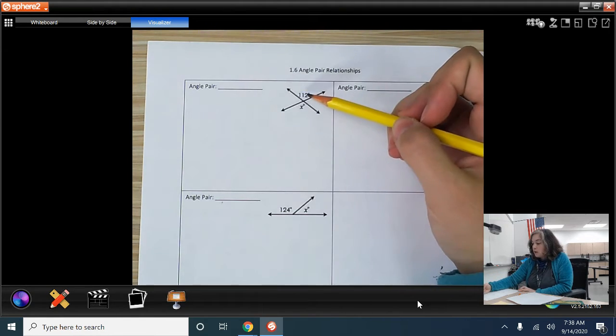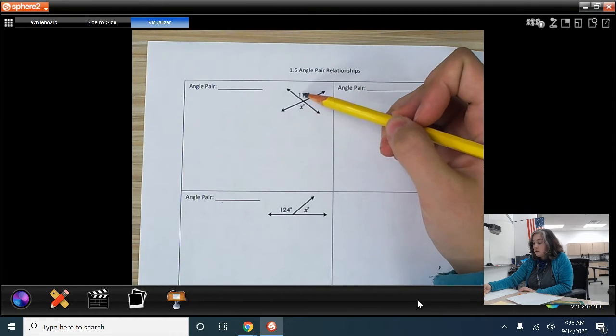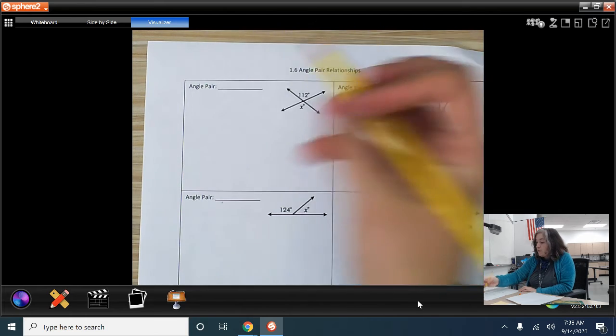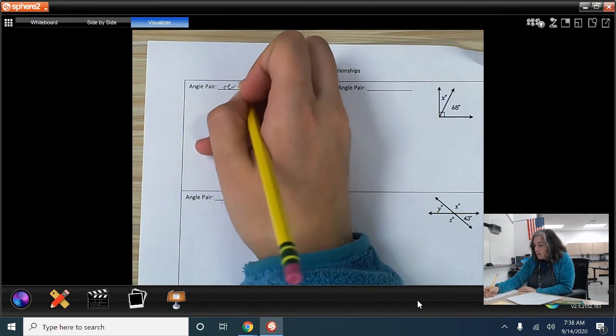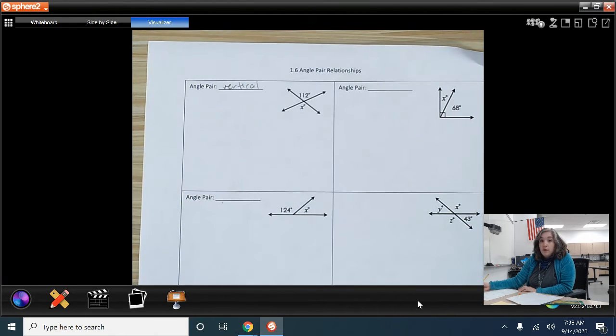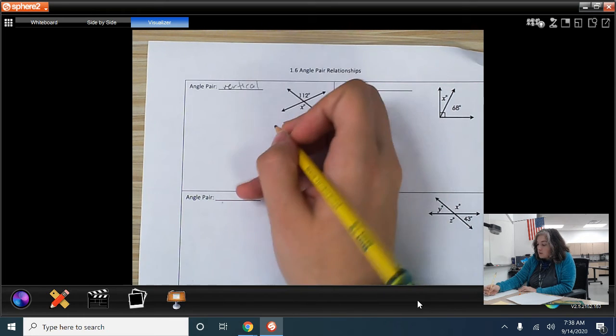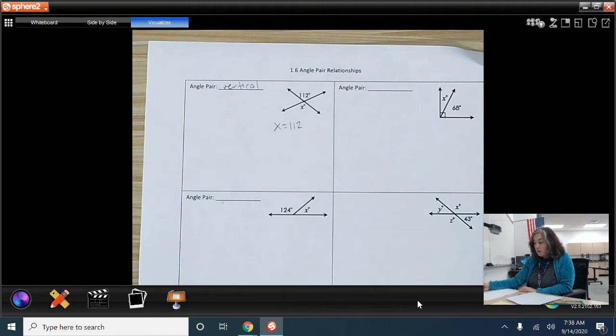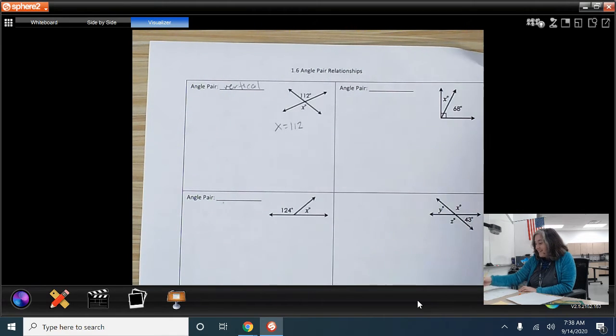So when we take a look here, we've got 112 and some unknown x. What is their relationship? They are vertical angles. Well, here's the great thing. Vertical angles are congruent. So that means x is equal to 112. Done. Wasn't that nice?